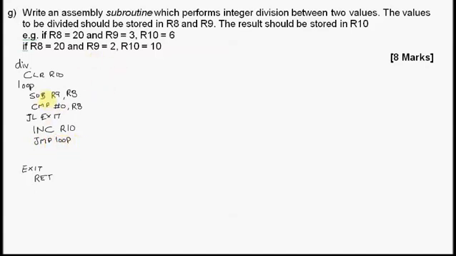Now think about what we're doing. So we subtract R9 from R8, we compare it against 0 and see if it's less than 0, and if it's not, we increment R10 and we go back to the start again and do it again. If it is less than 0, so it might be FFFF or FFFE or something like that, we go to exit and return our return value.